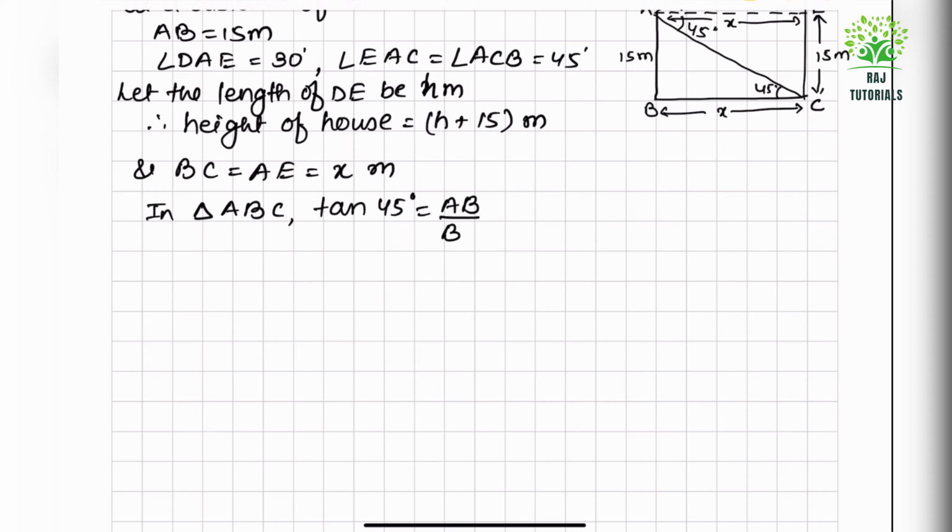So in triangle ABC, tan 45 equal to AB upon BC. So 1 equal to 15 upon x. Therefore x equal to 15 meter.